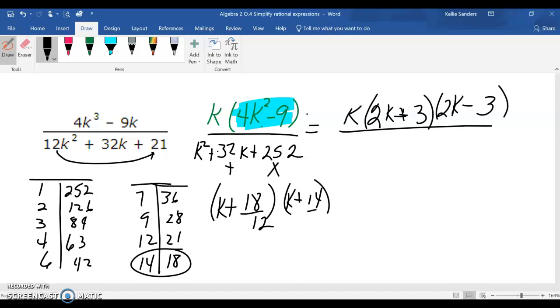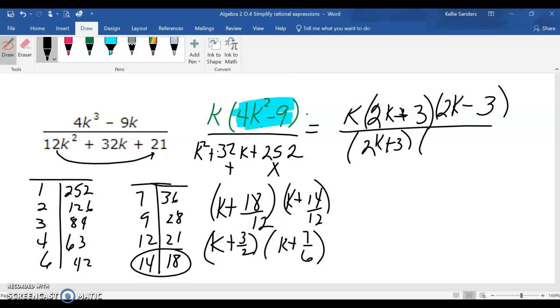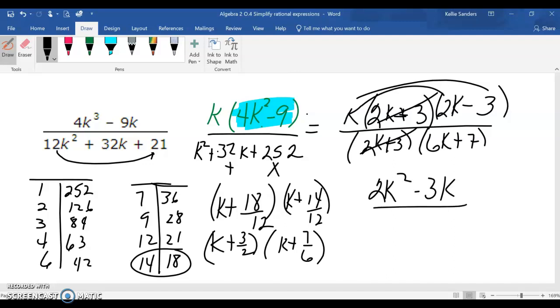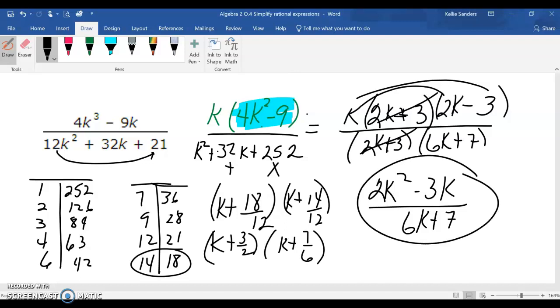Then we have to put the 12 back in. So we have to reduce by 6, so 3 and 2, 7 and 6. So it's going to be 2K plus 3 over 6K plus 7. Those cancel out. We have to distribute the K back in. So 2K squared minus 3K over 6K plus 7. Hopefully the rest of yours are not going to be as hard as that one. That's pretty much as hard as it gets. Good luck. Ask me if you need help.